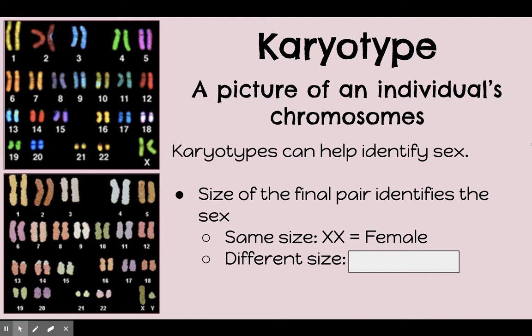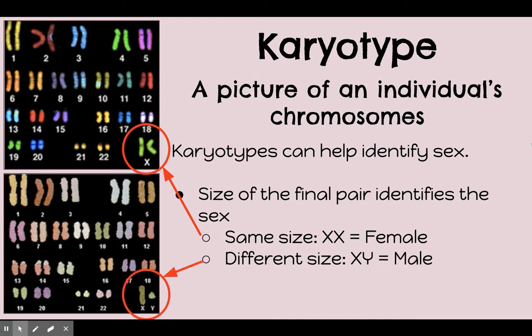So here, the sex can be found by looking at the last set of chromosomes, the final pair. So if you see two X chromosomes, that means that it's female. So this top karyotype is of a female human being. And the bottom one is actually of a male because you have an X and what we call a Y chromosome. So this determines if it will be a male or a female.